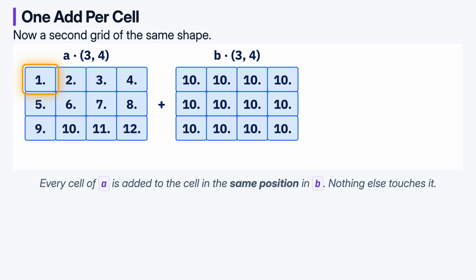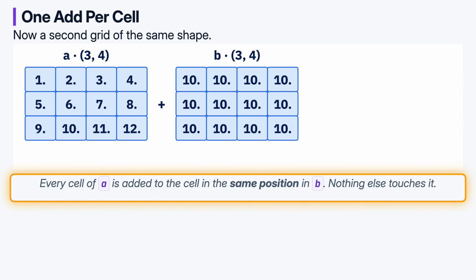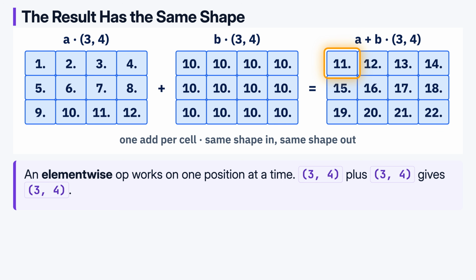Now a second grid, B, with exactly the same shape. Look at the top left cell of A, it holds 1. The top left cell of B holds 10. These two get added together and that's it. Every cell of A is added to the cell in the same position in B, nothing else touches it. And the result, 1 plus 10 is 11, sitting in that same top left spot.